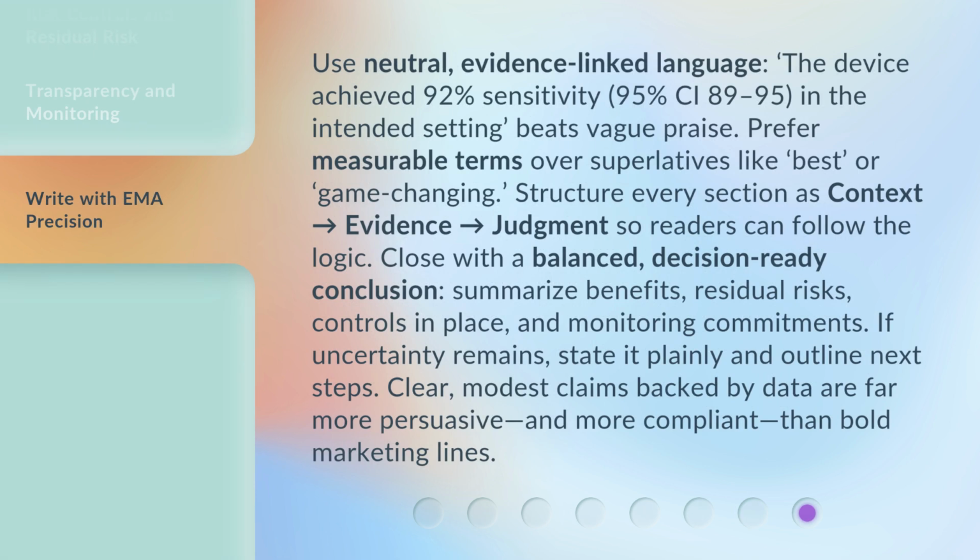Use neutral, evidence-linked language. "The device achieved 92% sensitivity, 95% CI, 89 to 95, in the intended setting" beats vague praise. Prefer measurable terms over superlatives like "best" or "game-changing." Structure every section as context, right pointing arrow, evidence, right pointing arrow, judgment so readers can follow the logic.